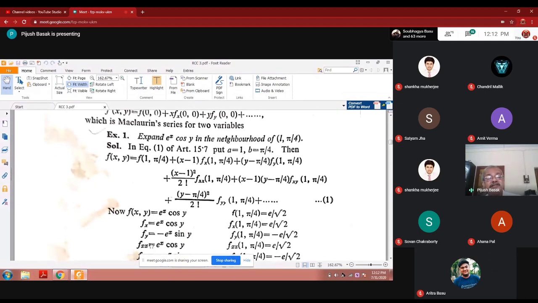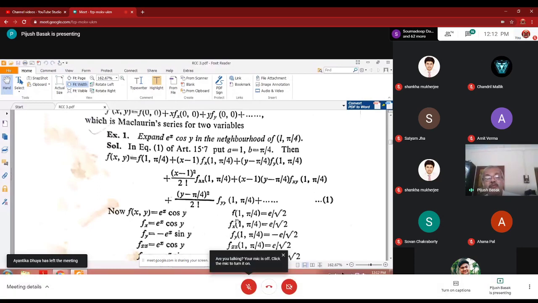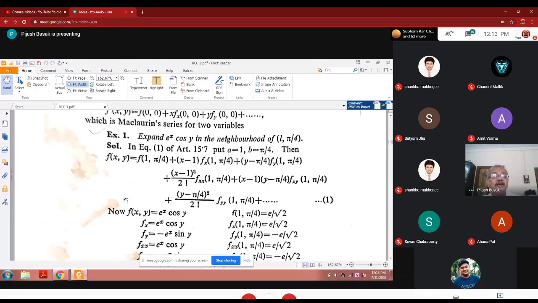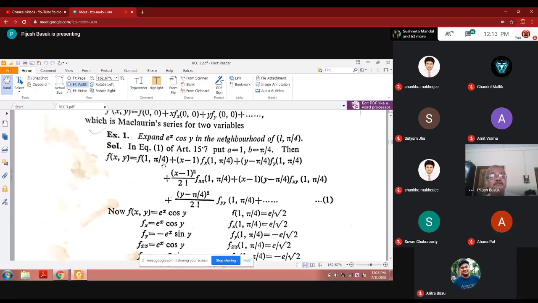What is that? Let us find out one by one. f(x,y) is equal to e to the power x cos y. So f(1, pi by 4), if you put x equal to 1 in place of x and pi by 4 in place of y, we will get e by root 2. Is it okay with you? You want to find f(1, pi by 4). So f(x,y) is equal to e to the power x cos y. You put x is equal to 1 and y is equal to pi by 4, you get e by root 2. Clear to you?